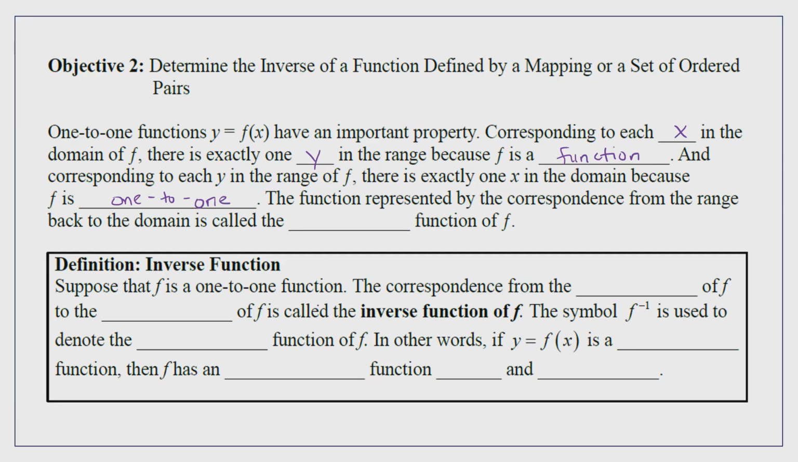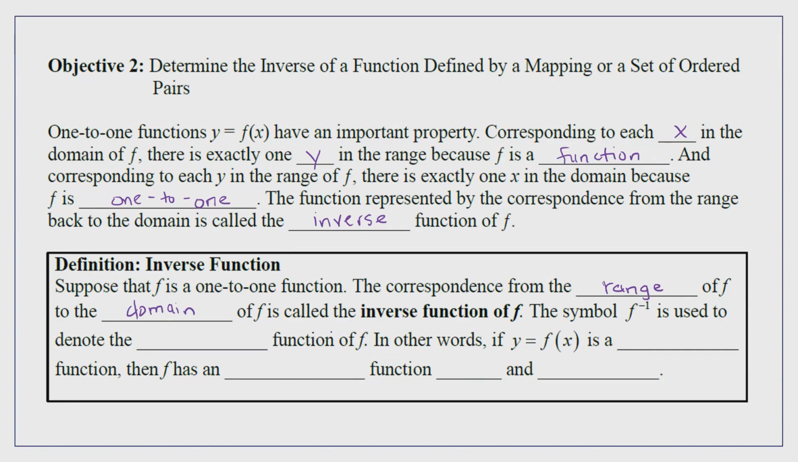The function represented by the correspondence from the range back to the domain is called the inverse function of f. The definition of the inverse function states that suppose that f is a one-to-one function. The correspondence from the range of f to the domain of f is called the inverse function of f.